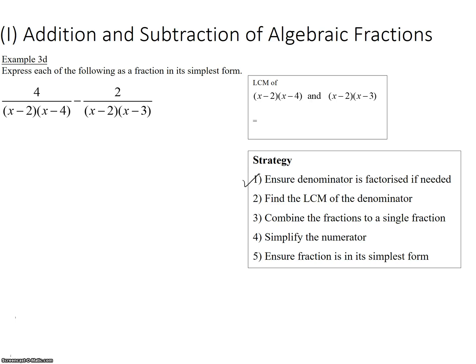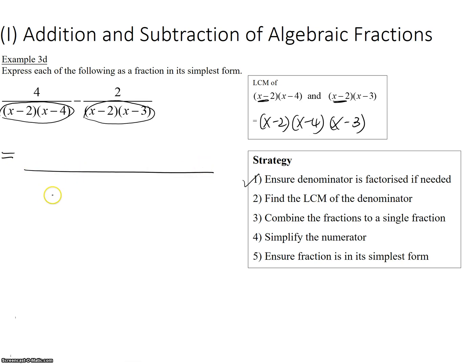Now the denominator in this case is x minus 2 times x minus 4, and the other denominator is x minus 2 times x minus 3. So what is the LCM of the denominators of these two? They have a common x minus 2, so you can put it in, and we need an x minus 4 as well as an x minus 3. So your LCM will be this. Once you have identified the LCM, now combine them into a single fraction, include the LCM.